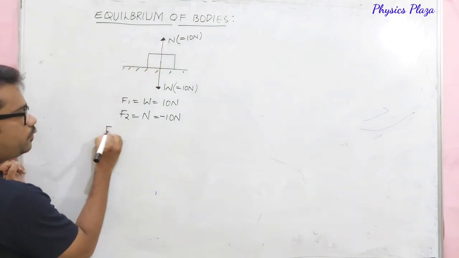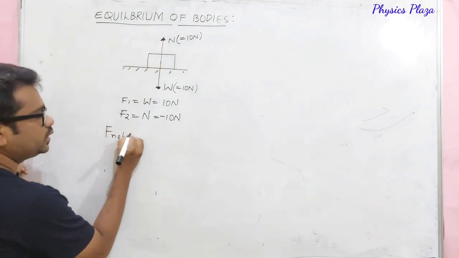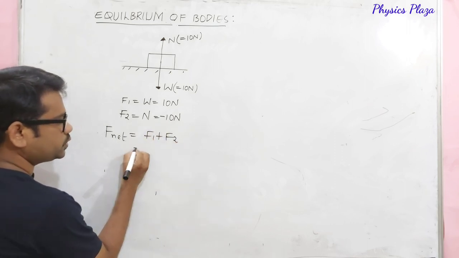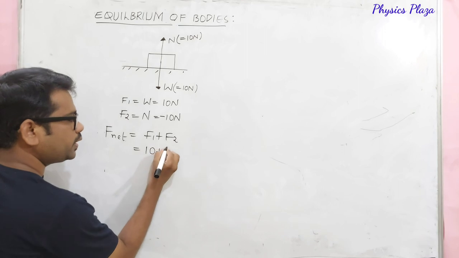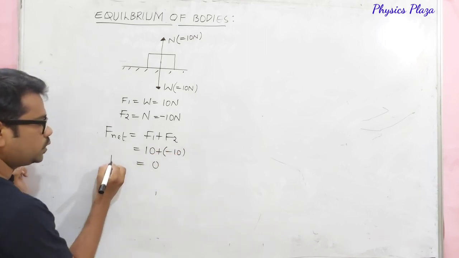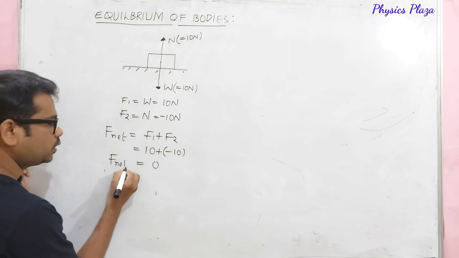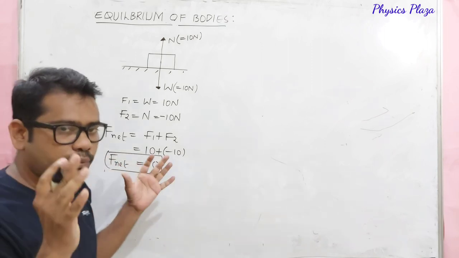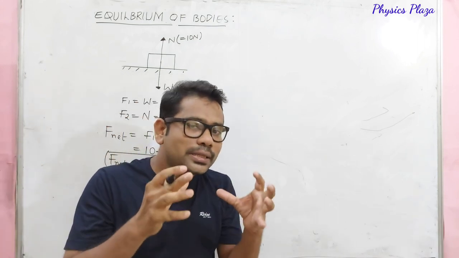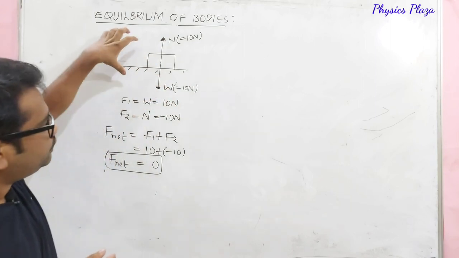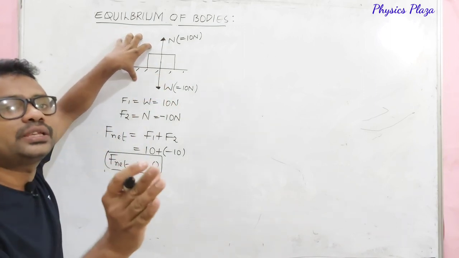So, the net force acting on this body you can calculate like this: F1 plus F2. This will be 10 plus of minus 10, so this will be 0. Though two forces are acting on the body, no doubt about it, what is the algebraic sum? What is the net force acting on the body? The net force acting on this body is 0.